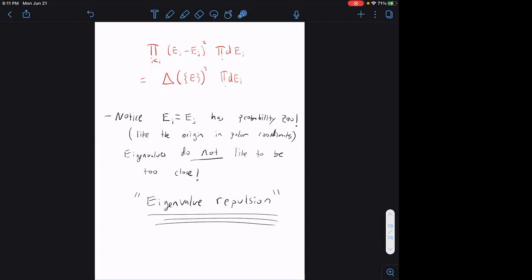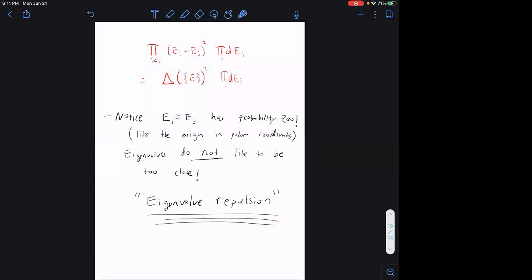The physically important part of this is that eigenvalues for these random matrices are very unlikely to be very close by. So the probability for having a small energy difference, E_i minus E_j, for nearby energies goes as the square of that difference. This goes by the name of eigenvalue repulsion, because this measure tells us that nearby eigenvalues have a sort of repulsive force, making them unlikely to be very close by.